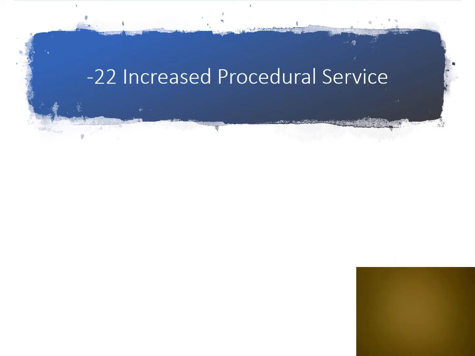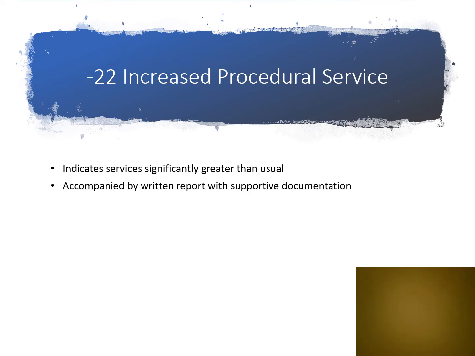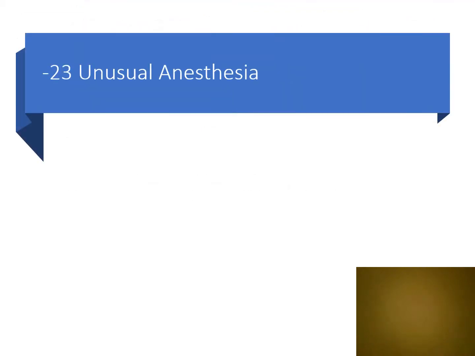Modifier 22 is increased procedural service, which indicates services were significantly greater than usual. It's got to be accompanied by a report, and it will describe the increased work. An example of a 22 modifier would be a tracheostomy on a patient with a short, fat neck, making the procedure more difficult.